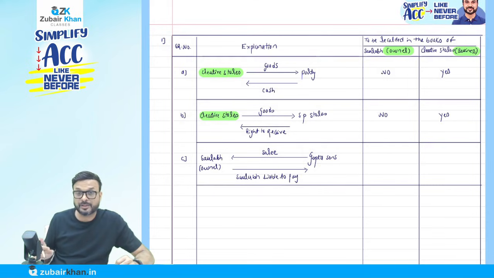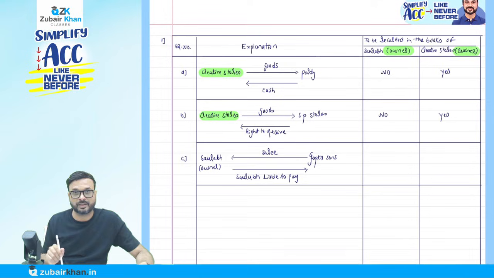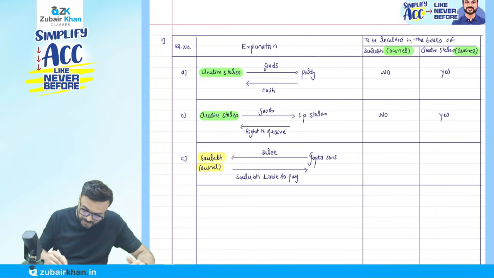Why? Because the owner is the owner, and a sari cannot be purchased for the purpose of business. So the better assumption is that it is purchased for personal use. So they say Saurabh purchased. Is Creative Stores involved anywhere here? No. Who is involved here? Saurabh is involved here. So here it will be yes, and here it will be no.